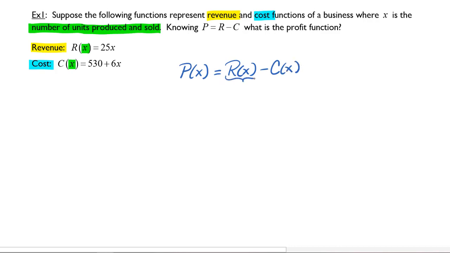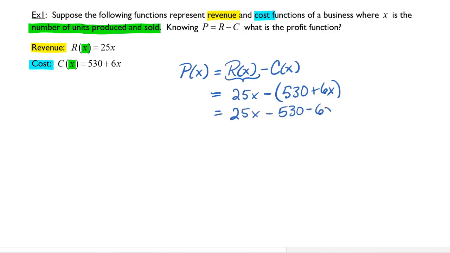We can do a substitution for r(x), which is 25x, and we can do a substitution for c(x), remembering that we must distribute the negative sign because we're subtracting the entire function. c(x) is 530 plus 6x. Distributing the negative, we get 25x minus 530 minus 6x.